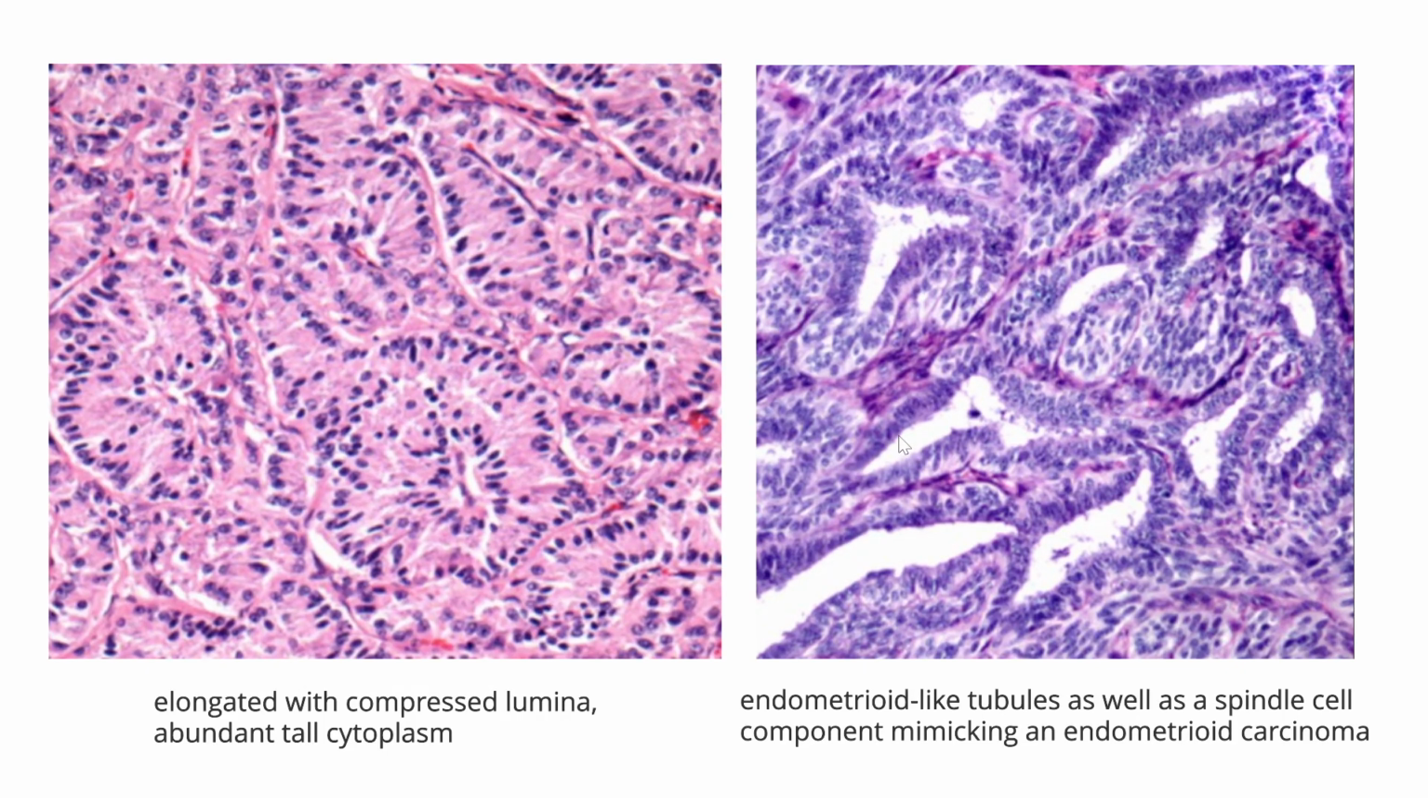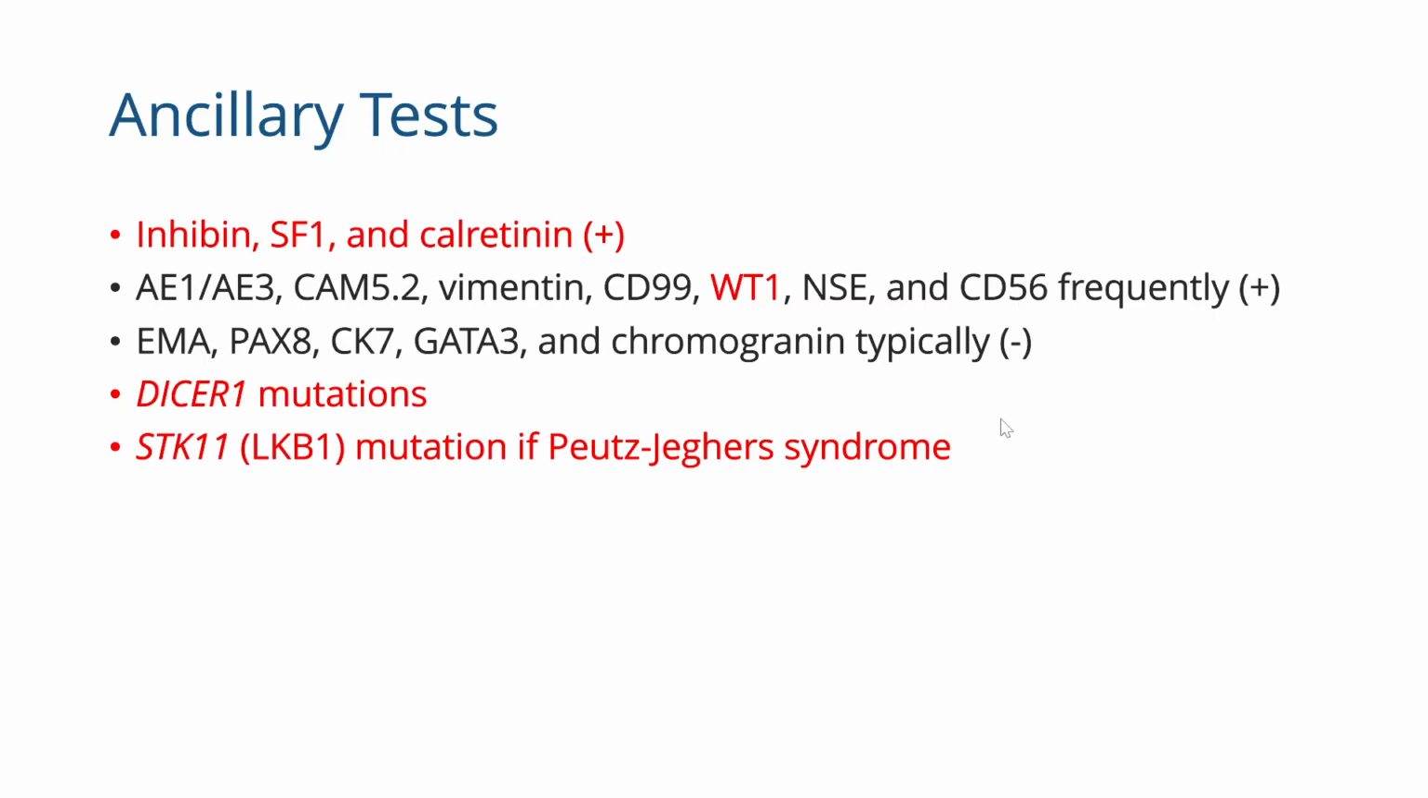You need to pay attention, they can also form endometrioid glands, endometrioid carcinoma-like glands, but this is still tubule. But the immunostaining can really help us. The immunostaining also expresses inhibin, SF1, calretinin, WT1. It is also related to DICER mutation.